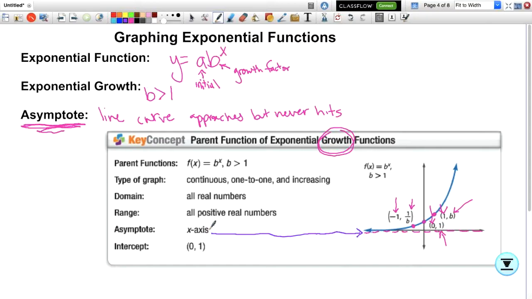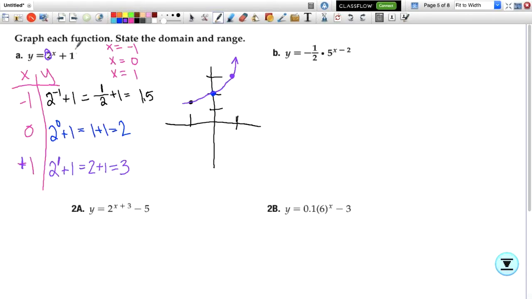Whenever you have an equation and you add or subtract on the outside, that is going to move your asymptote. So this +1 shifts our asymptote up 1. If we had a -5, it would shift our asymptote down 5. If you have nothing being added or subtracted, remember, not to the exponent, but just added or subtracted at the end, then it's going to stay right on the x-axis.